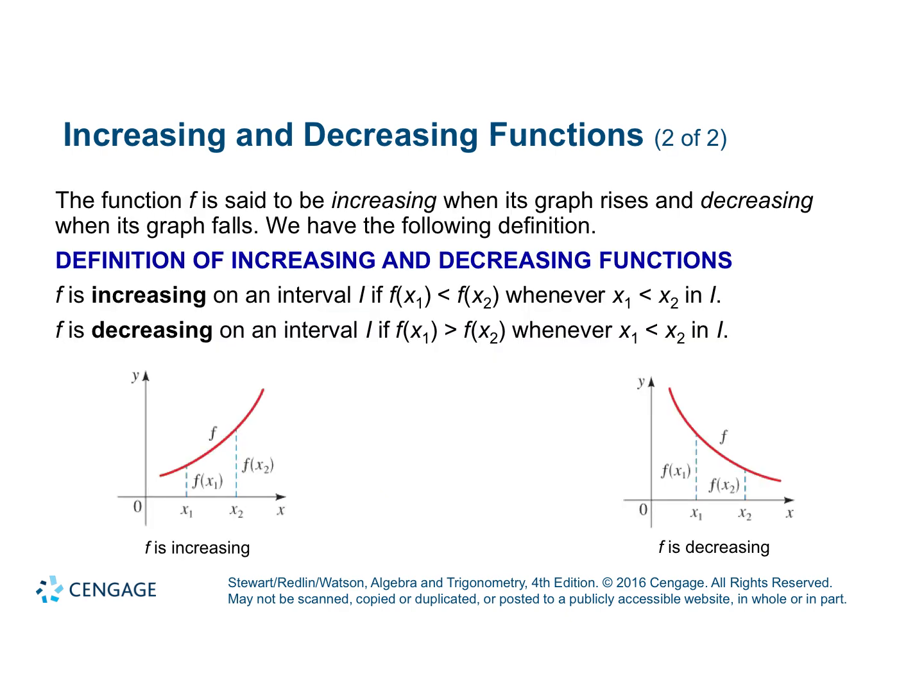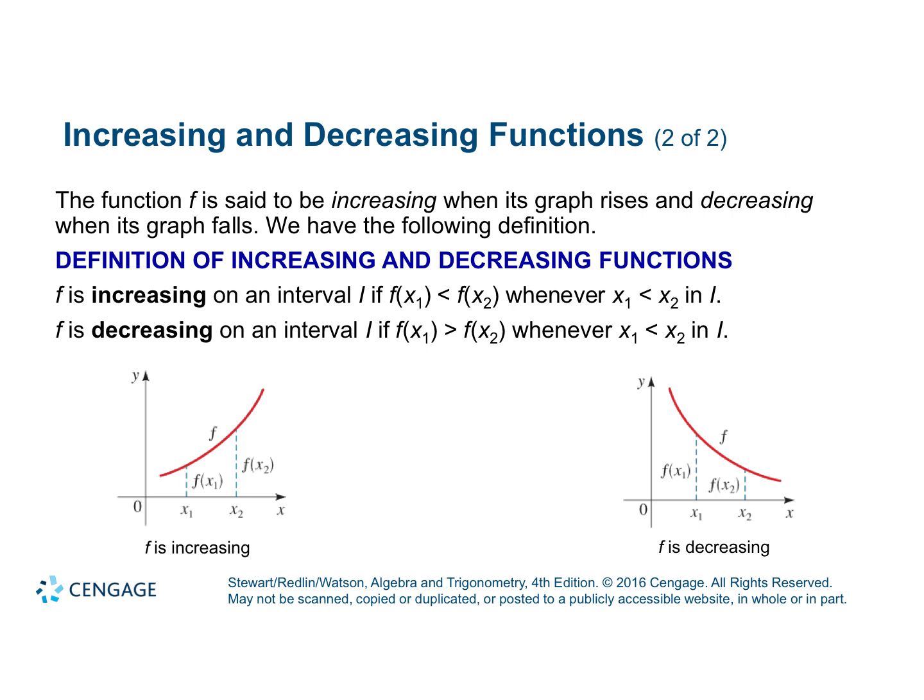So increasing and decreasing functions. The function f is said to be increasing when its graph rises and decreasing when its graph falls. So again, positive slope and negative slope, or guy going up a mountain, down a mountain, whatever makes it easier to remember. So the definition of an increasing and decreasing function is, f is increasing on an interval I if f of x1 is less than f of x2 whenever x1 is less than x2.